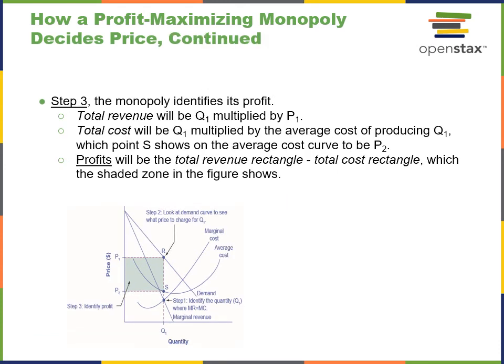Now let's do step 3. And here the monopoly identifies its profit. The total revenue will be the quantity multiplied by the price. The total cost will be the quantity multiplied by the average cost from your average cost curve. That point shows where the average cost curve is P2, that's your cost, P2, and profits will be the difference between P1 and P2, that big shaded rectangle, okay? Now, got it.